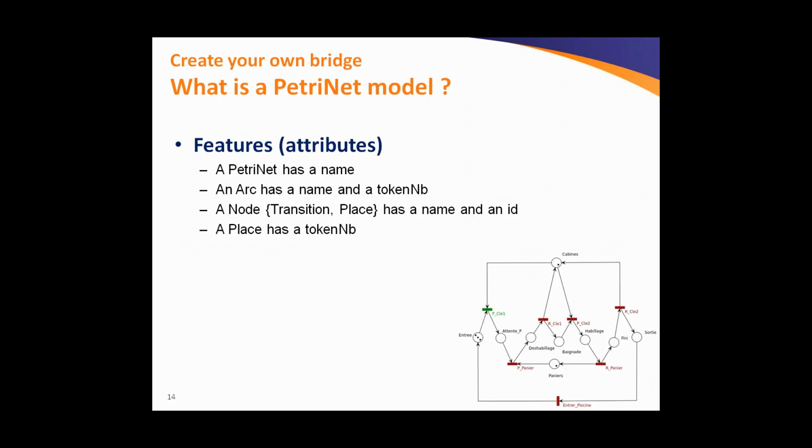And also you have some features. A PetriNet has a name, an arc has a name and a number of tokens, a node has a name and an ID, and a place has a number of tokens.